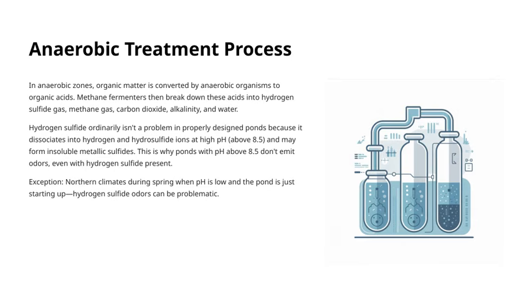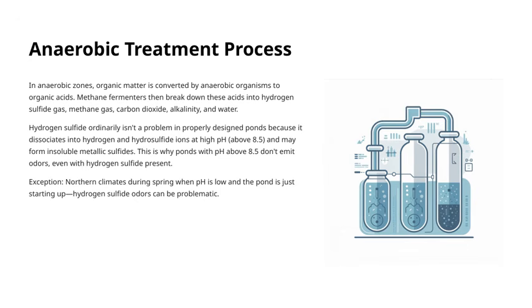In the anaerobic treatment process, organic matter in the pond is broken down by anaerobic organisms. These microbes first convert the organic material into organic acids. Then, methane fermenters step in to break down those acids further, producing gases like methane and hydrogen sulfide, along with carbon dioxide, alkalinity, and water.